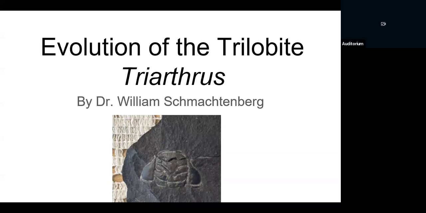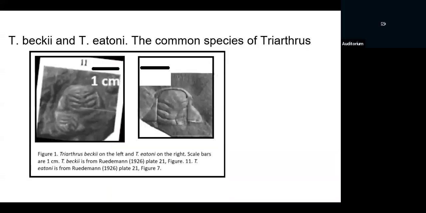My evaluator at Cornell, John Sisney, worked out all of the skeletal musculature and the respiratory organs of these guys. So they're really cool. There's one that's up here. This is a Triarthris that I collected when I was a teenager and really got excited about these guys. Then I got involved with teaching and so on, and decided to get back to it. It turns out that there are two main species of Triarthris, T. beckai and T. eatoni. Beckai is the old one, and eatoni is the young one.